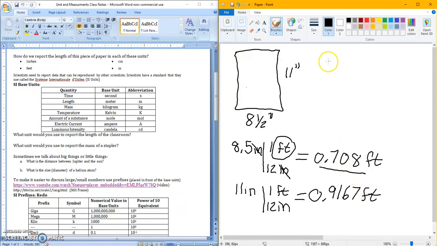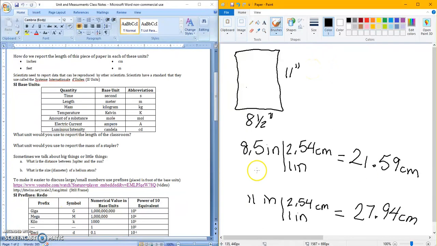But how do I go from inches into centimeters? Well, I can do the same thing. If I look on my ruler, I notice that 1 inch is equal to 2.5-ish centimeters. And if I look it up online, I can find the exact conversion, which is 2.54. So for every inch, I have 2.54 centimeters. So I do the same thing.